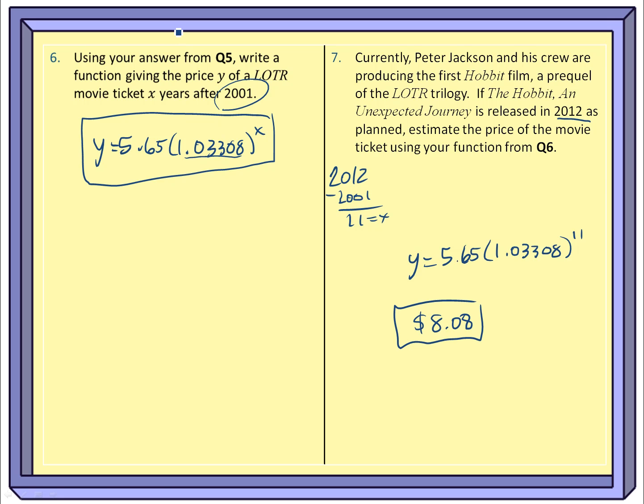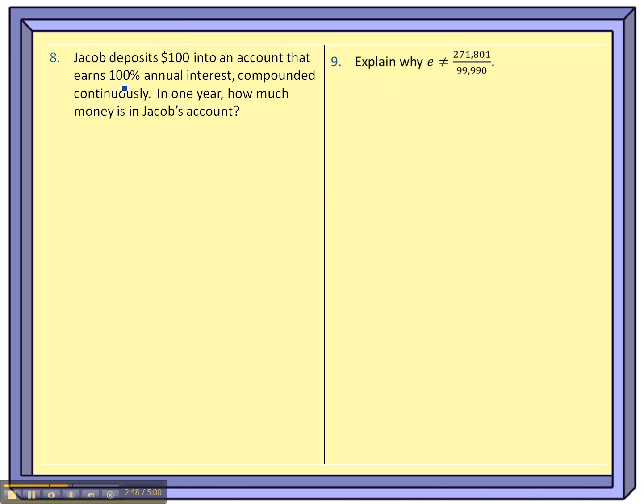Anyway, so let me pull up that timer again. Alright, so we still have time. Move on. Question number 8. Jacob deposits $100 into an account that earns 100% annual interest. Good luck on that one.